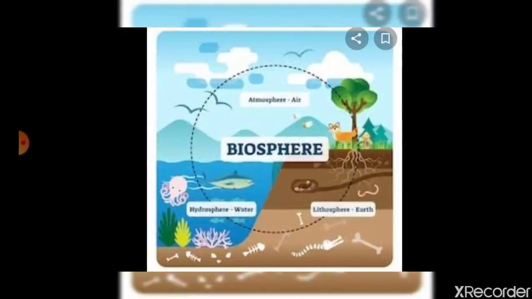All these layers, that is, lithosphere, hydrosphere, and atmosphere, together with plants and animals, constitute biosphere. Biosphere is the zone where life occurs. It helps to maintain the ecosystem.